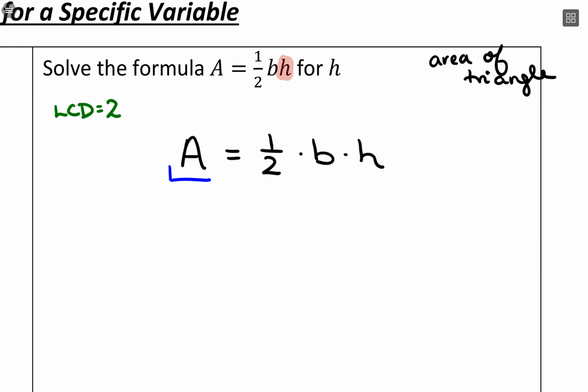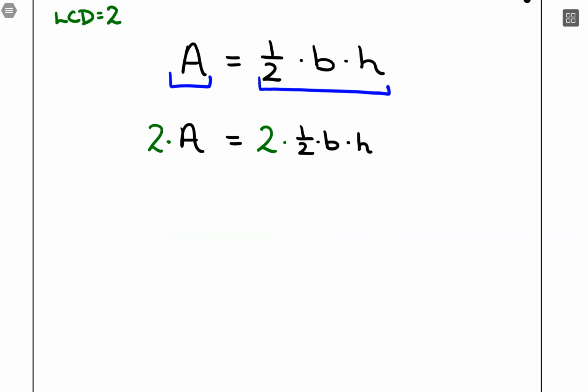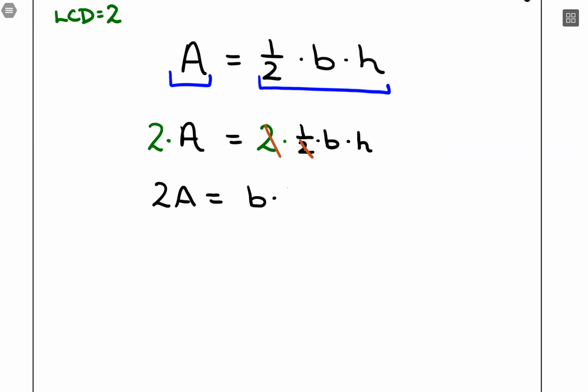So I want to multiply a by 2, and then I want to multiply all of this, which is connected with multiplication, by 2. So what this will look like is we'll have 2 times a equals 2 times this 1/2 times base times height. So 2 times a is just 2a equals 2 times 1/2. Those just cancel out into 1. So then all we have left over there is base times height. And then I'm still solving for h here.